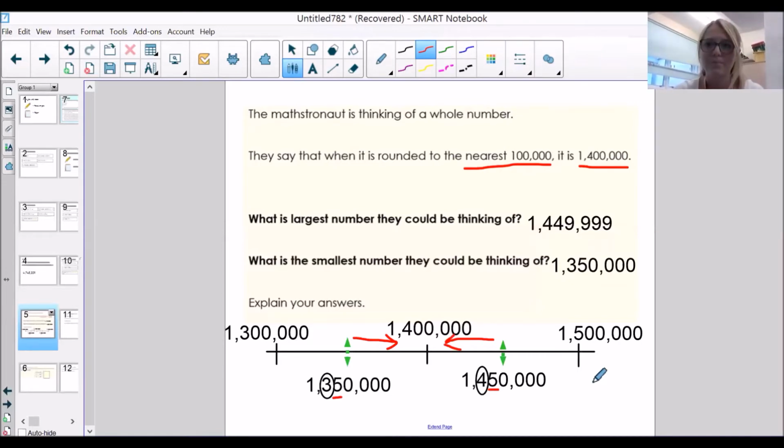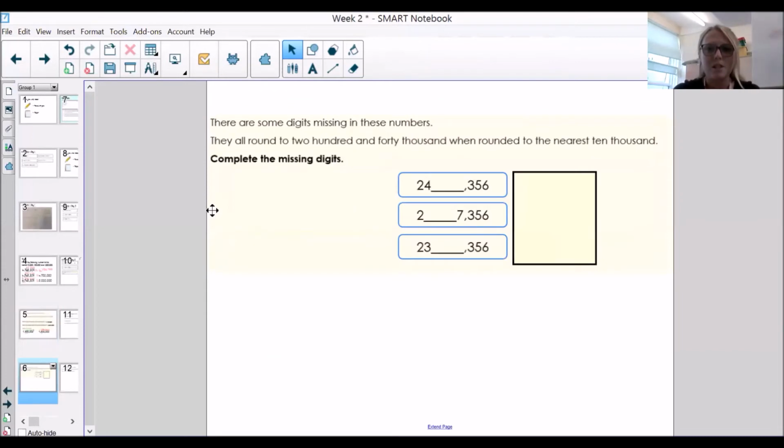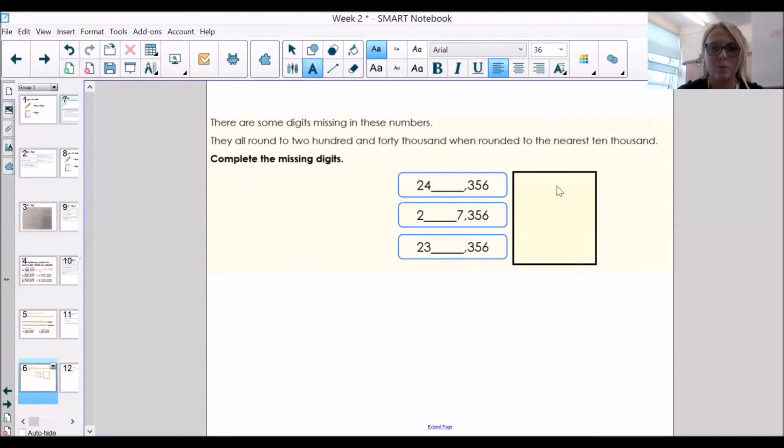There are some digits missing in these numbers. They all round to 240,000 when rounded to the nearest 10,000. Complete the missing digits. I'm just going to write that number for us, because we got it in words, but I want it in digits. 240,000. Well done if you got that before me. So that is the number we want to round to.